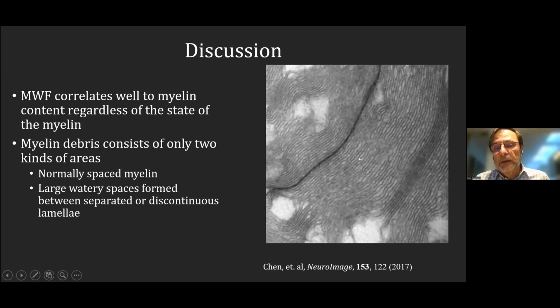And here is an example of myelin debris, where we can see the myelin bilayers that have collapsed. Normally, we can see that there are two types of water compartments in this myelin debris. So this is the regular myelin water with regular myelin bilayers, but also these large water spaces where the water has more freedom within the myelin bilayers.